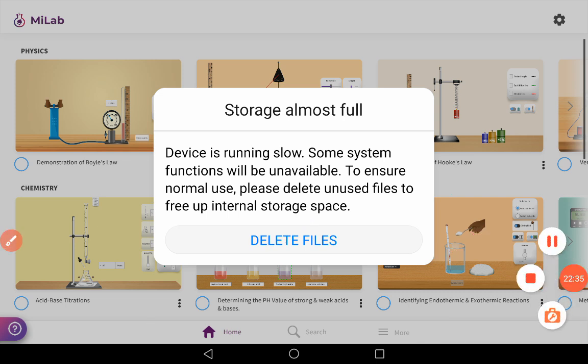All right, it shows that my storage is full.